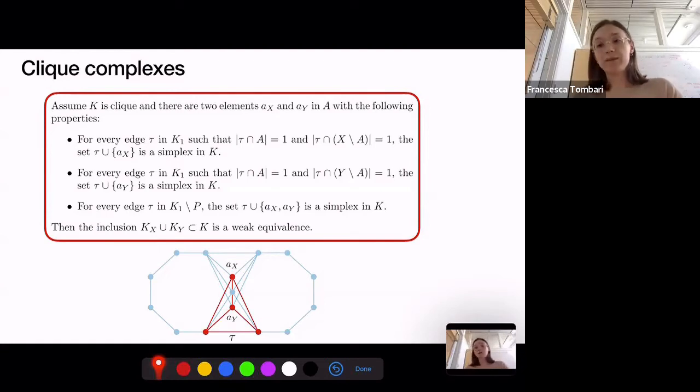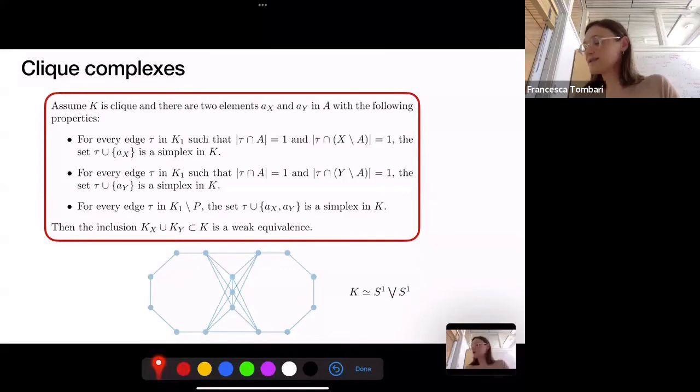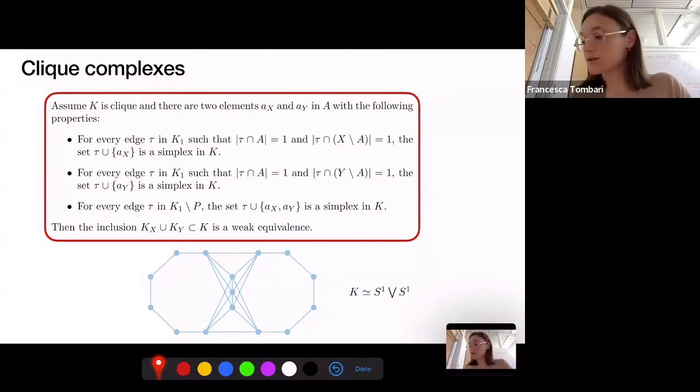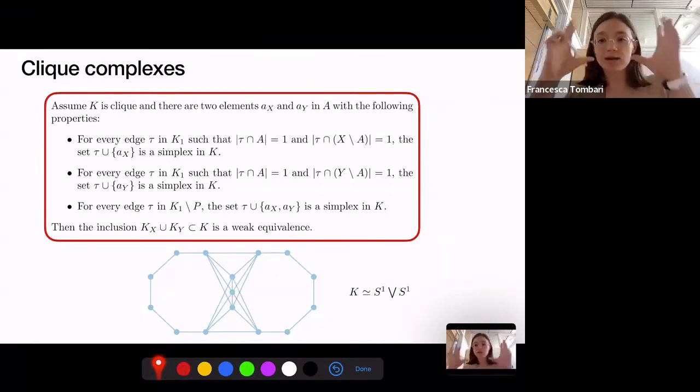So since all of the properties are satisfied, we can conclude that K has the same homotopy type of the two pieces that we separated at the beginning. And so this turns out to be the wedge of two circles, because the intersection is contractible.